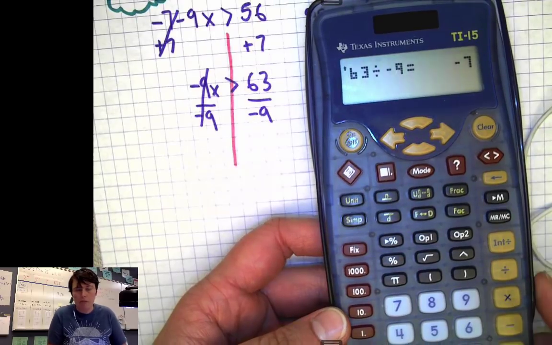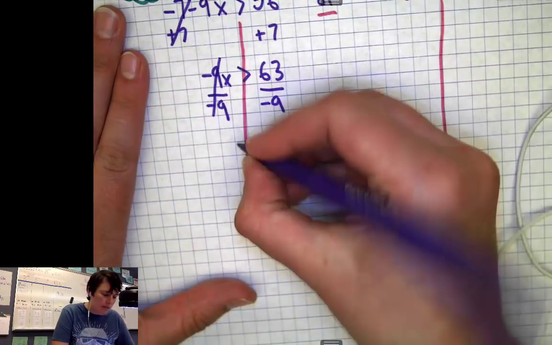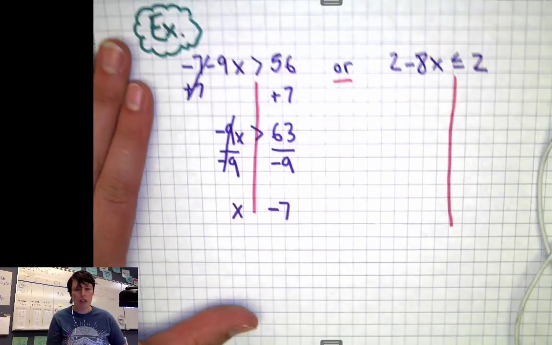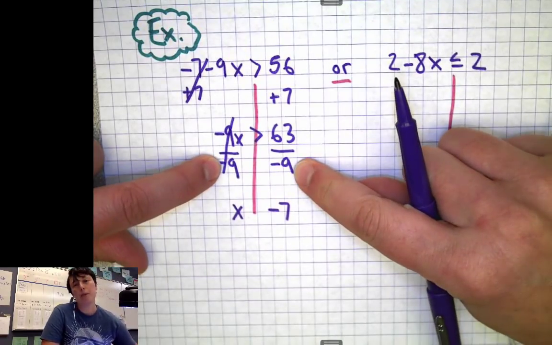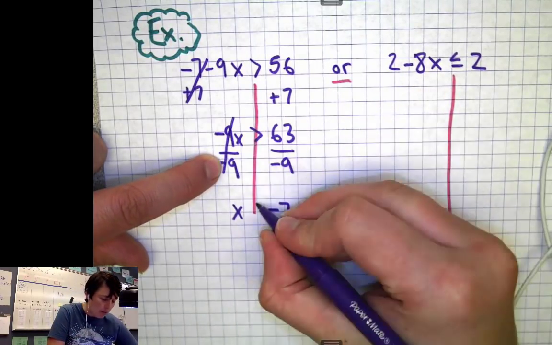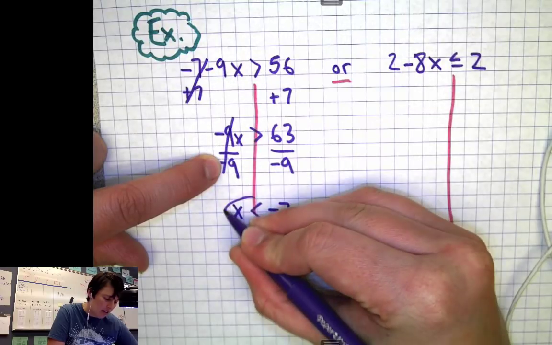So there's our solution, negative 7. We knew that in our head already, but just to practice that calculator skill. And then, oh, what did we just do here? We just divided by negative 9. What happens when we divide by a negative? We've got to flip the sign. This is a flip the sign problem. So now it's x is less than negative 7.